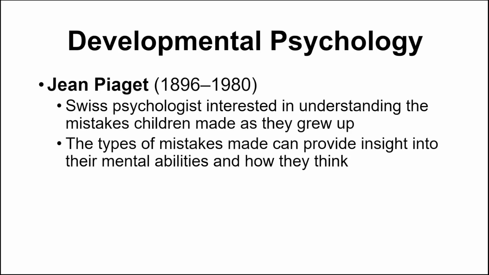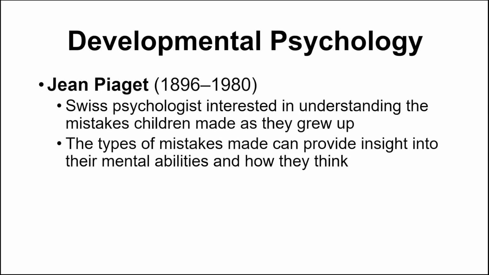But Piaget is our next one, and Piaget is a famous developmental psychologist, a Swiss psychologist who is interested in understanding the mistakes that children make as they get older. He's famous for actually studying his own children, which is something we'll talk about and have some issues with in the development chapter. But he looked at patterns in cognitive ability and also in physical ability as children get older.